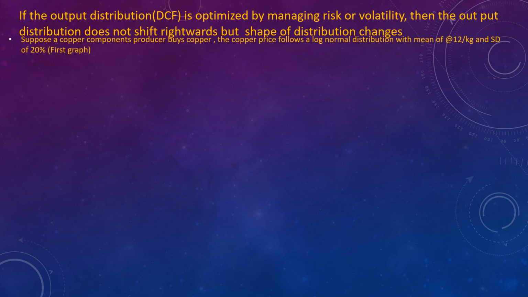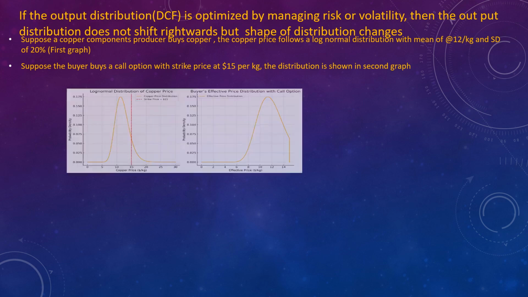Suppose a copper components producer buys copper. The copper price follows a log normal distribution with a mean of $12 per kg and a standard deviation of 20%, depicted in the first graph. Suppose the buyer buys a call option with a strike price of $15 per kg. The distribution is depicted in the second graph.